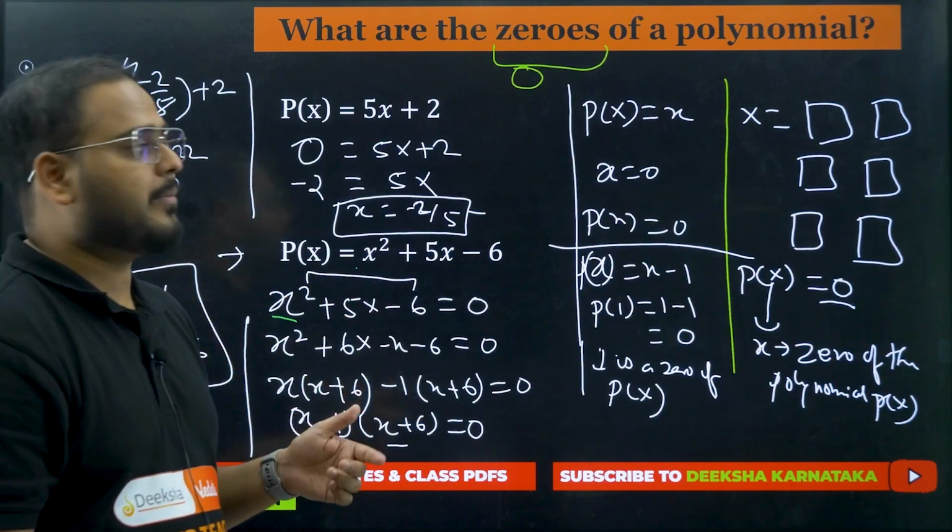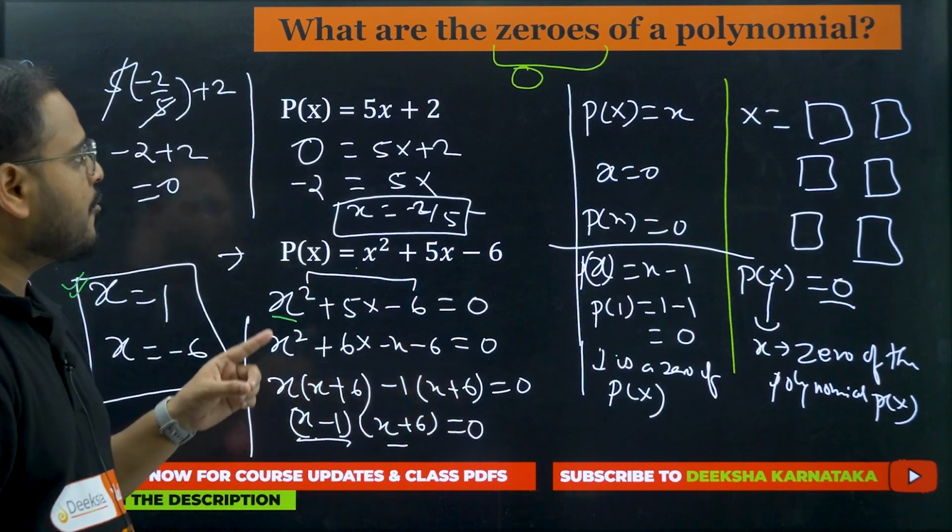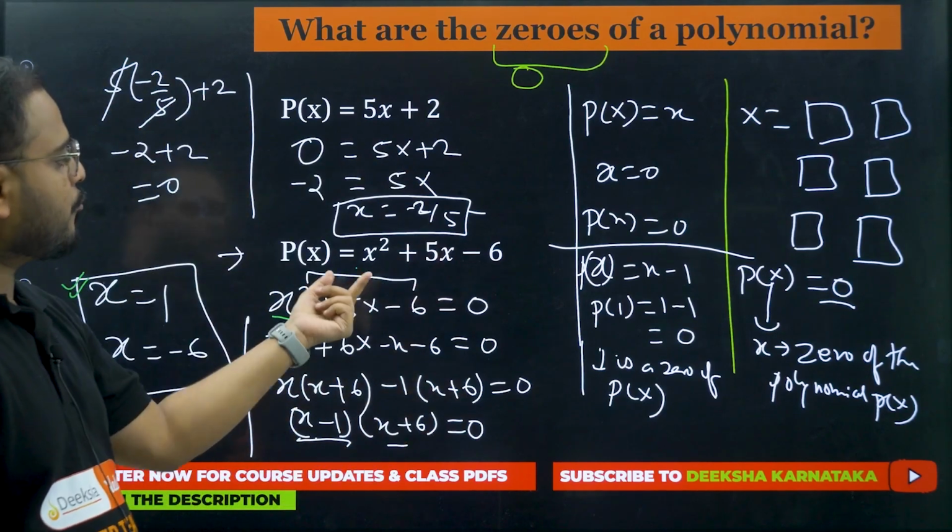I hope you got a point over here. What is the point? For a linear polynomial, we had only one zero. For quadratic, what did we have?